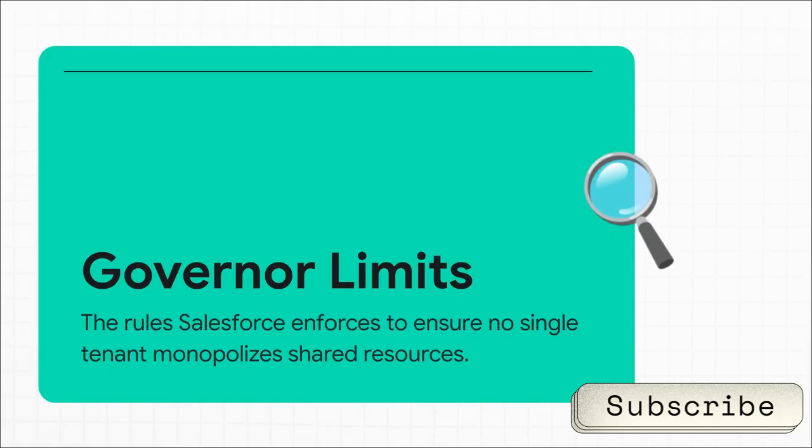Think of these as the building's rules. They are strict limits on things like how many database queries you can run at once or how much processing time you can eat up. They exist for one reason: to make sure your code is a good neighbor and doesn't hog all the shared resources. This is why writing efficient Apex code isn't just a nice to have, it is an absolute requirement.